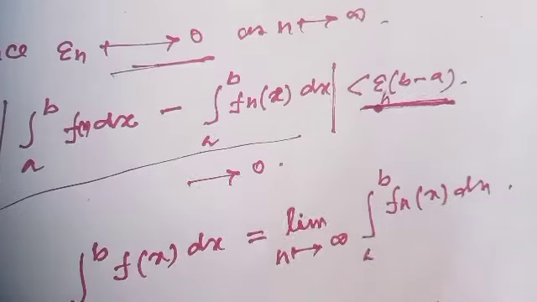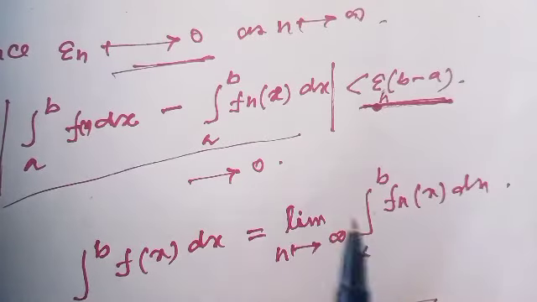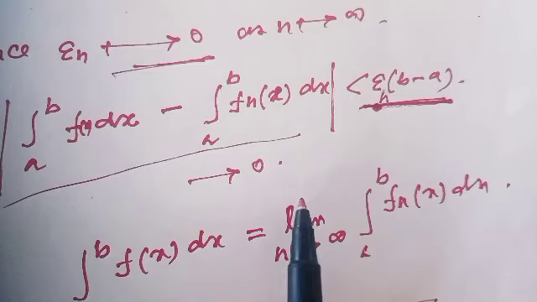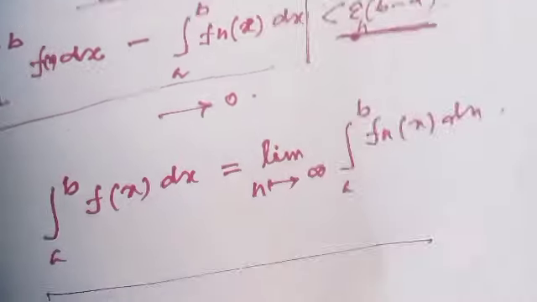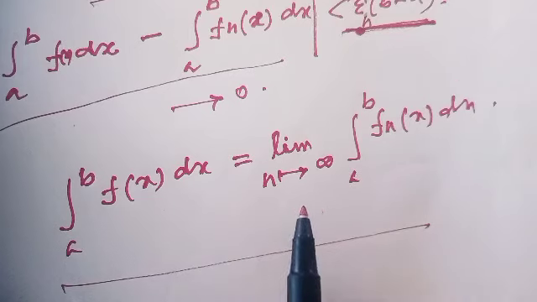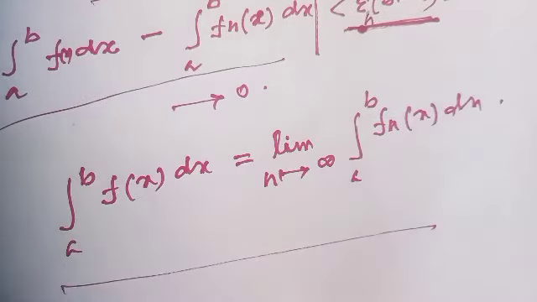Therefore, since this relation tends to 0, if we apply the definition of limit, then the integral from a to b of f(x) dx equals the limit as n tends to infinity of the integral from a to b of fn(x) dx.